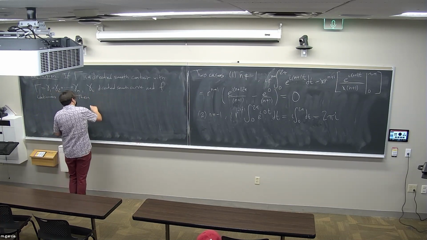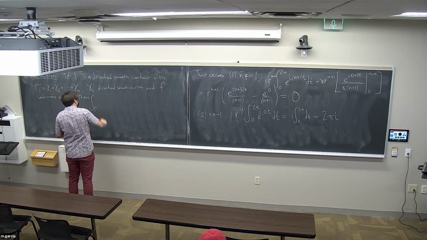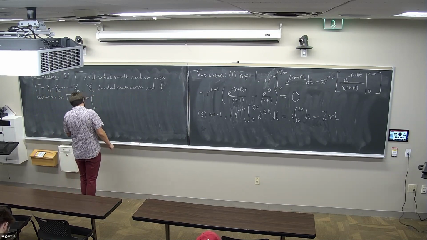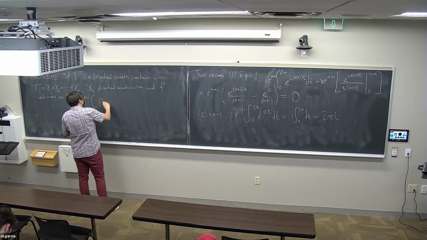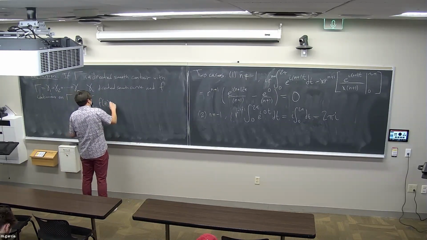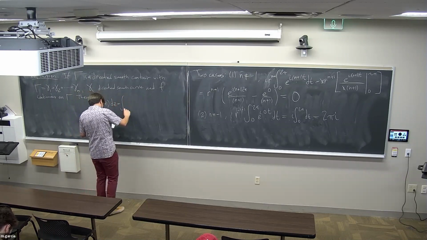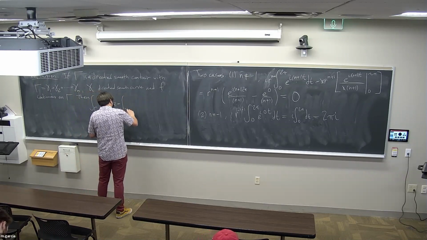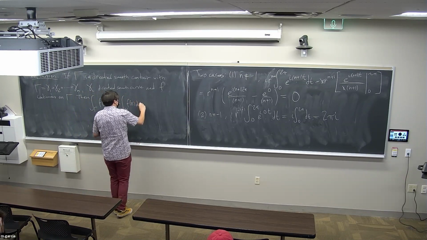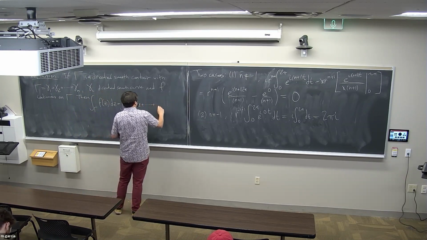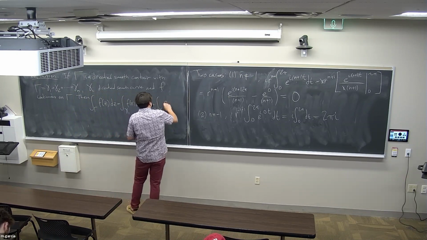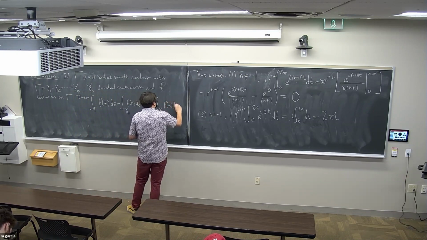then what we have is that the integral over the contour gamma of f of z dz is equal to the integral along gamma 1 of f of z dz, all the way up to the integral along gamma n of f of z dz.